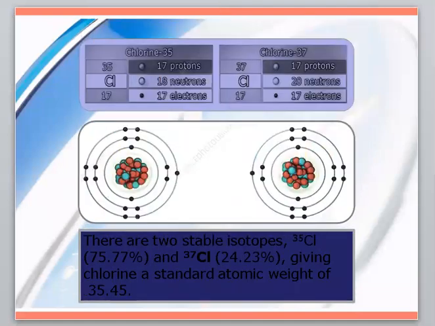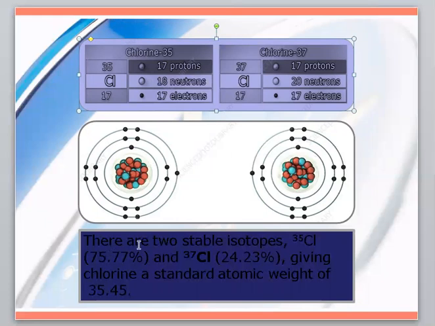Come to the next, chlorine. Chlorine shows two types of isotopes: chlorine 35 and chlorine 37. In chlorine 35, we observed 17 protons, 17 electrons, and 18 neutrons. Atomic number 17, mass number 35. Whereas in chlorine 37, we observed 17 protons, 17 electrons, and 20 neutrons. These 20 neutrons mean it is a bit heavier than chlorine 35.